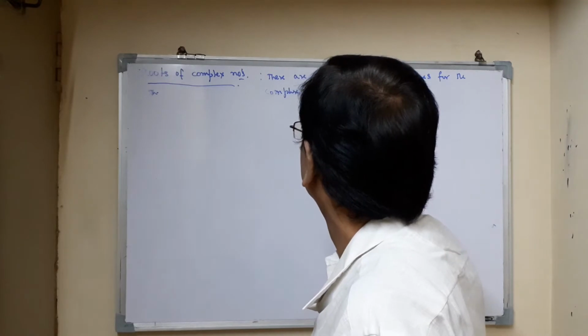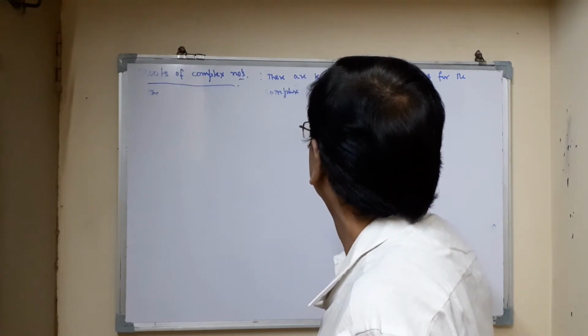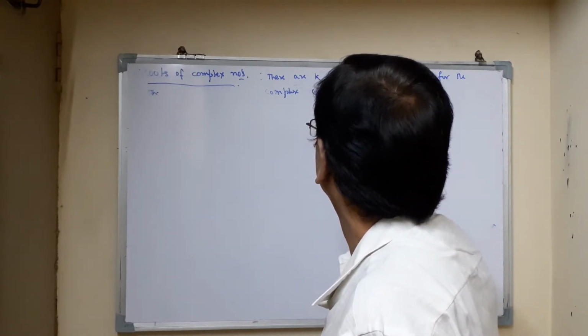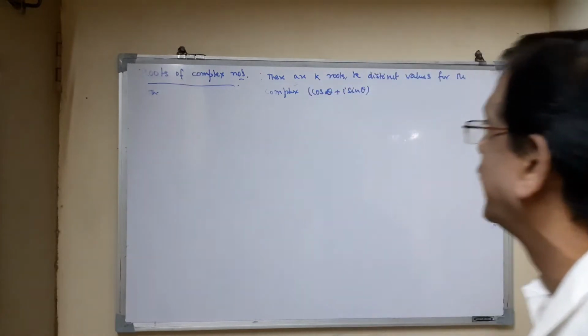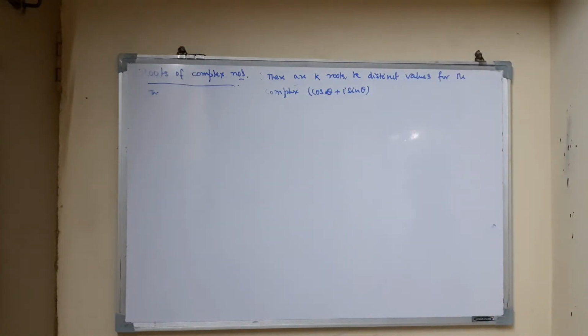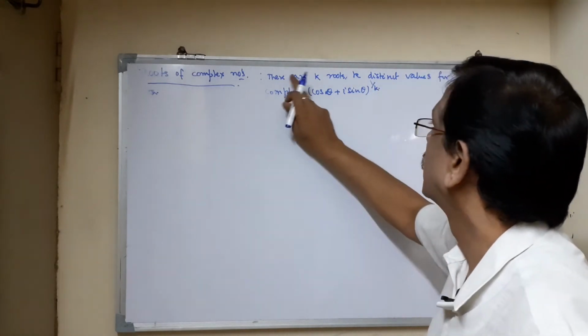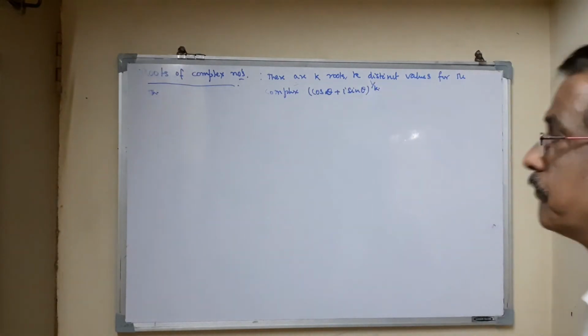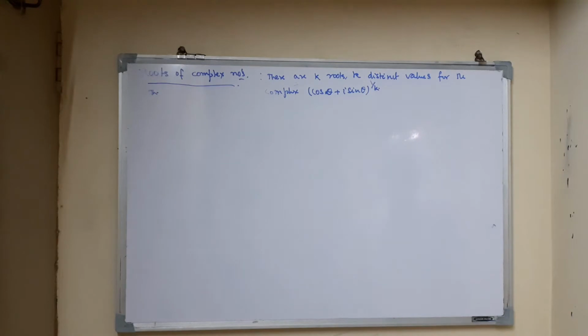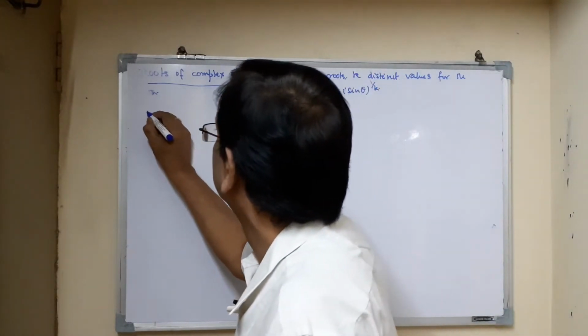cos theta plus i sin theta whole power 1 by k, because I am writing, if it is k roots, k. So there are k roots and k distinct values for the complex number cos theta plus i sin theta. Let us see this clearly.